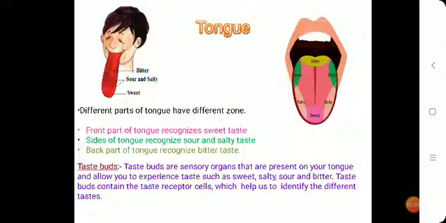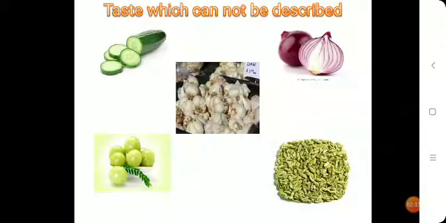We can identify taste with the help of taste buds. Now you will ask me, ma'am, what are taste buds? Taste buds are sensory organs present on your tongue that allow you to experience tastes such as sweet, salty, sour and bitter. Taste buds contain taste receptor cells which help us to identify different tastes.